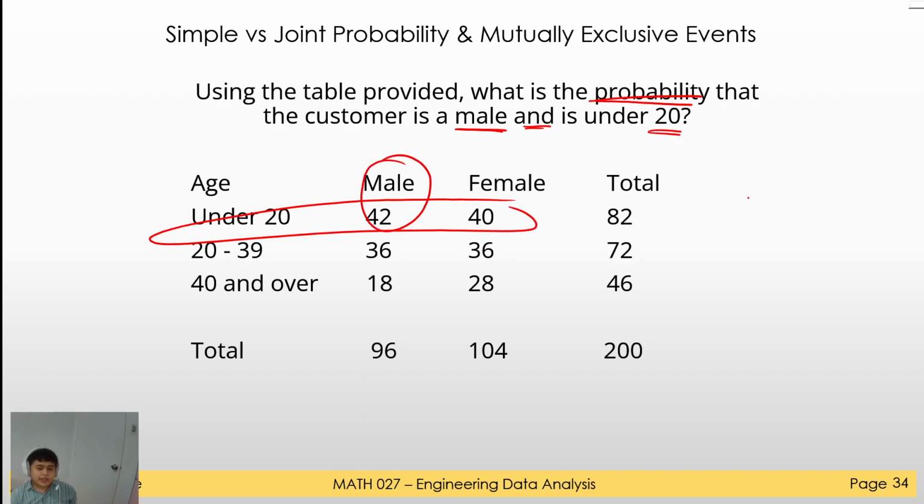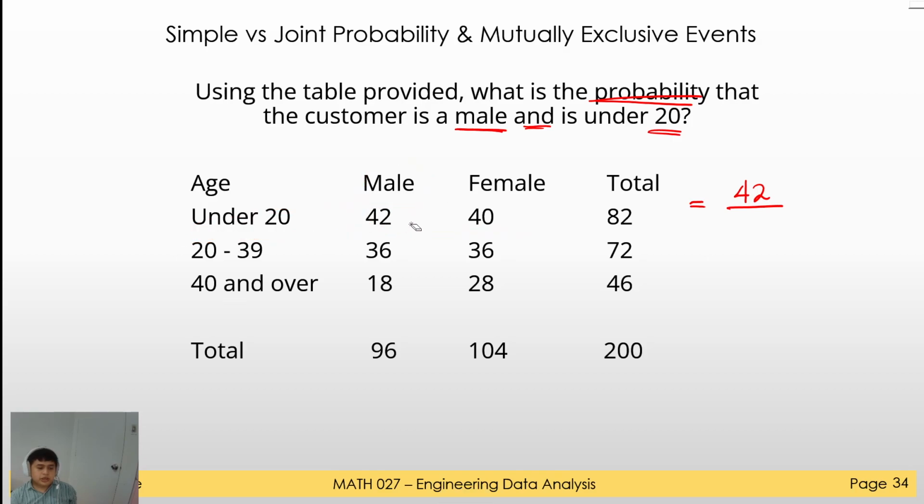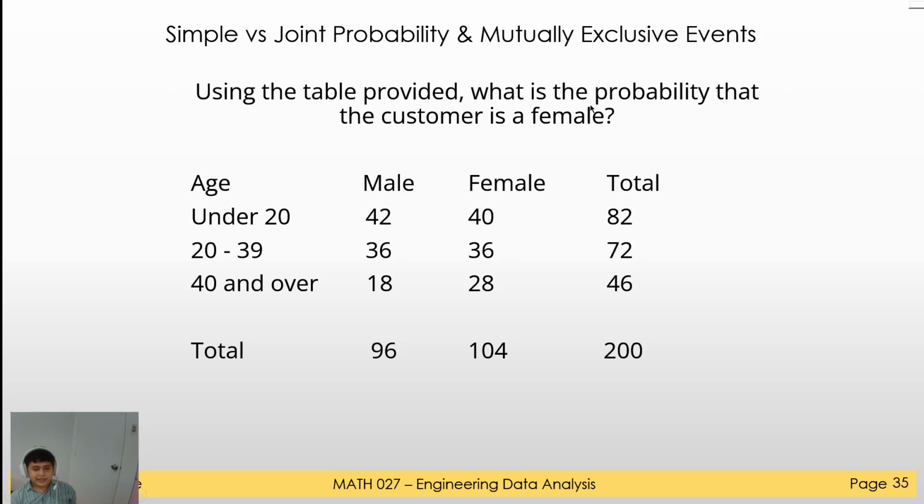So therefore, we have a total event that is 42, and the sample space will be everyone else here. So we have the total 200. So we have over 200 as our probability. Therefore, this will be the probability 42 over 200. Now, if we want to find out what is the probability that the customer is female, so the customer is female only?